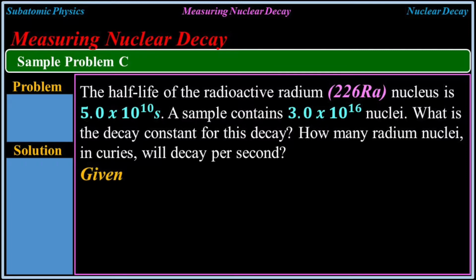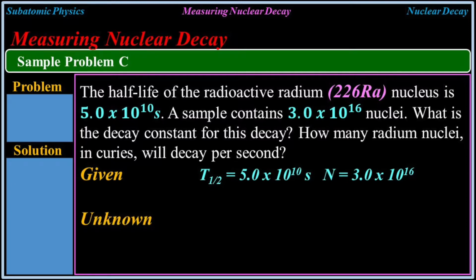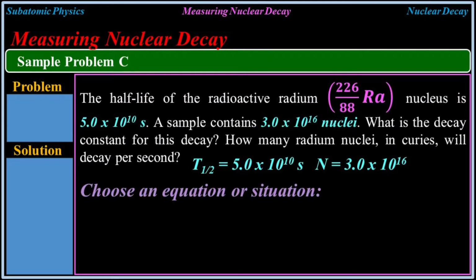Now let's look at what's given. The half-life is given in the problem. The N is given, the number of nuclei. The unknown, what is it we're looking for? We're looking for lambda. And we're looking for the activity.